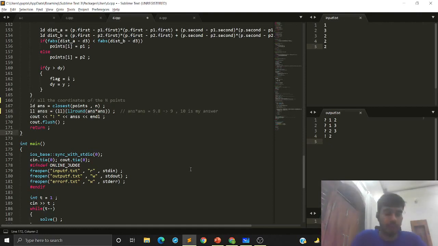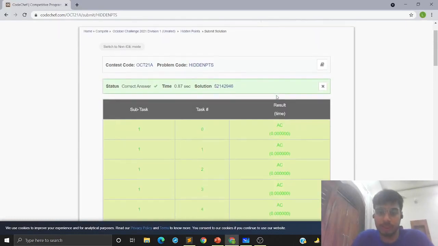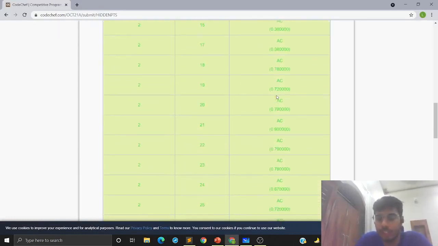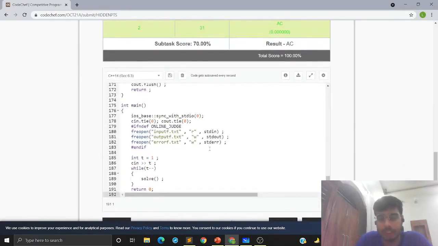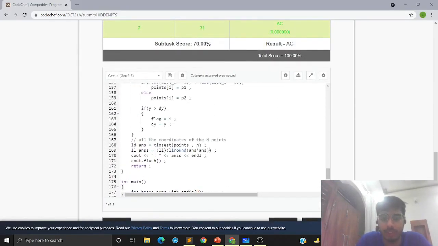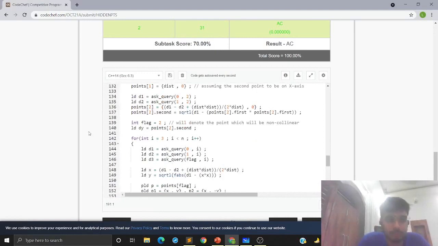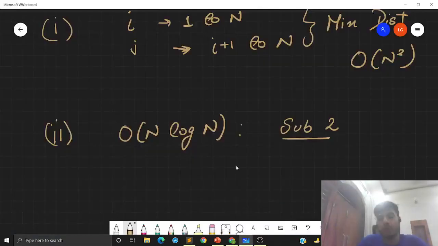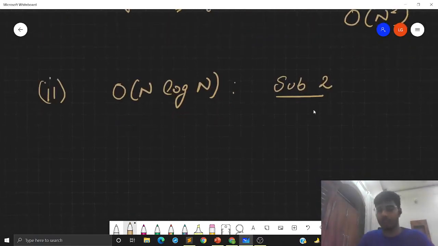Let's see if our code has been accepted or not. Okay, so our code has been accepted and we have passed all the test cases. This is the same code that we discussed. So we have been able to solve this problem by asking 3n minus 6 queries, and using this order n log n algorithm for finding the closest pair of points. Well, this is all with this problem.